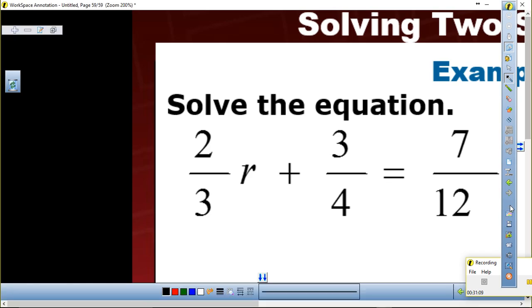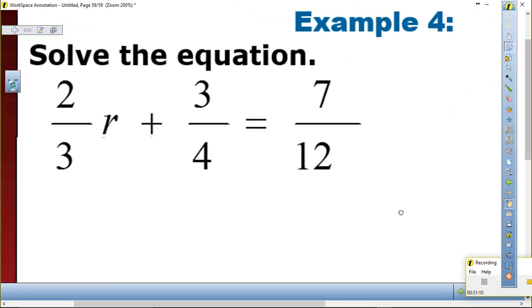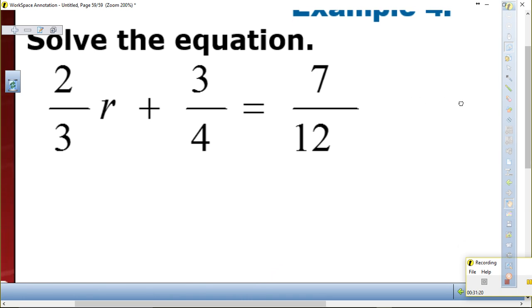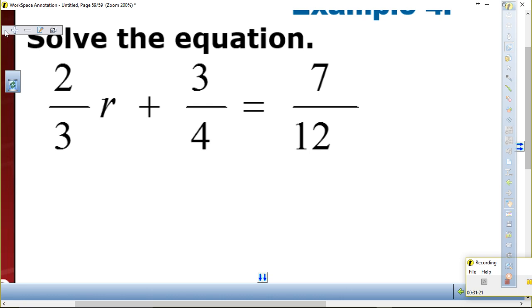Example 4. That looks really easy. 2/3 R plus 3/4 equals 7/12. Audrey, copy that. My goodness. Oh, you did? Yeah, you're pretty quick.